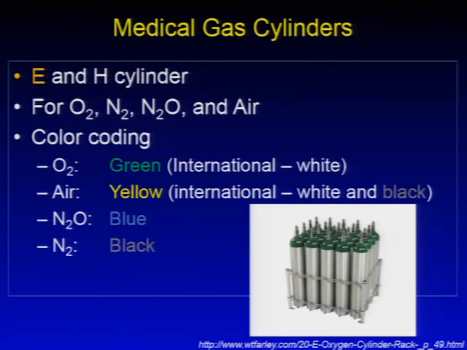As I mentioned before, medical gas cylinders come as E and also H cylinders. For oxygen, nitrogen, nitrous oxide, and air, we have a color coding. In the United States, oxygen is green, air is yellow, nitrous oxide is blue, and nitrogen is black. For the international standard, oxygen is white, and air, which contains oxygen and nitrogen, is coded with white and black.